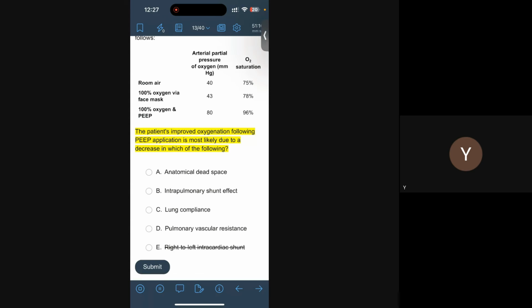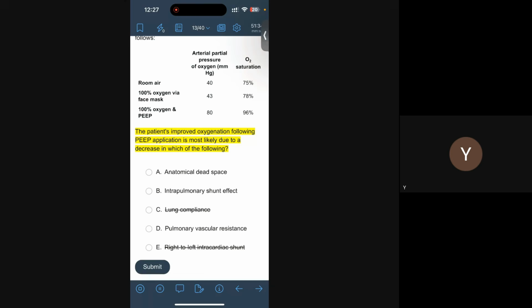With PEEP, the lung compliance is going to improve. He asked us which of the following is most likely to decrease. We know that through PEEP, lung compliance is going to increase. In ARDS, the lung compliance decreases, and when you give the treatment to the person, it improves.